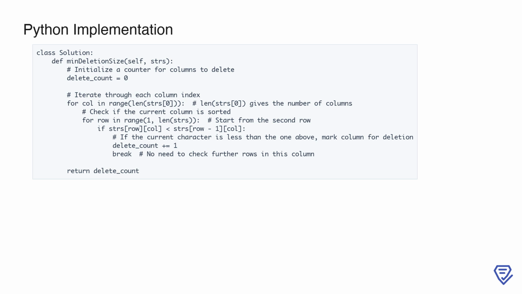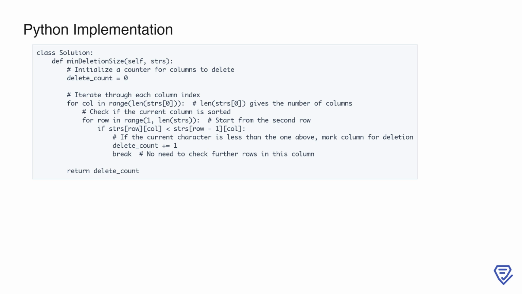We compare the current character, strs[row][col], with the character in the row above, strs[row-1][col]. 4. Column validation. If we find a character that is less than the one above it, the column is not sorted. In this case, we increment delete_count by 1 and use break to stop checking further rows in the current column, as it has already been deemed unsorted. 5. Result. After checking all columns, the function returns delete_count, which represents the number of columns that need to be deleted.